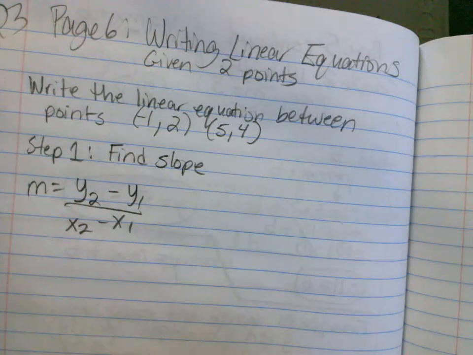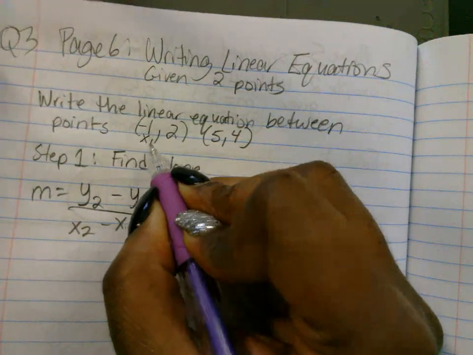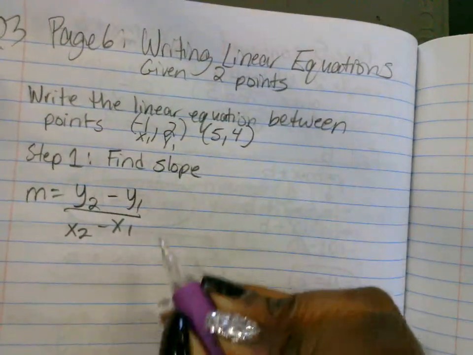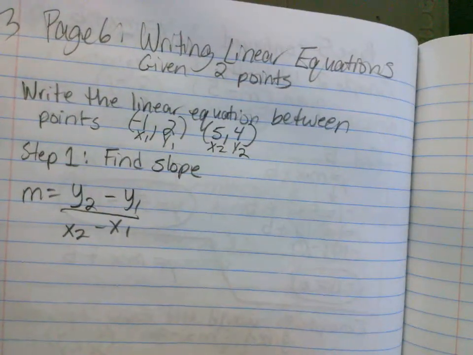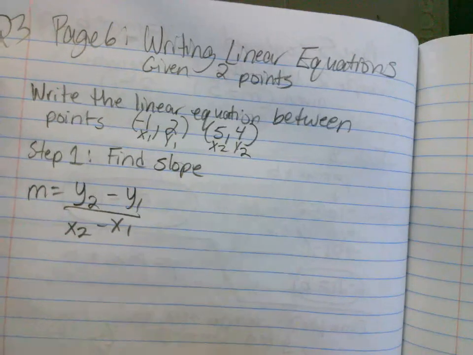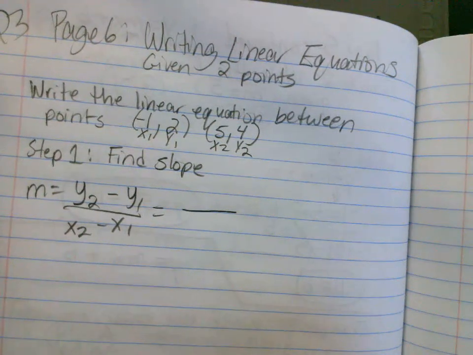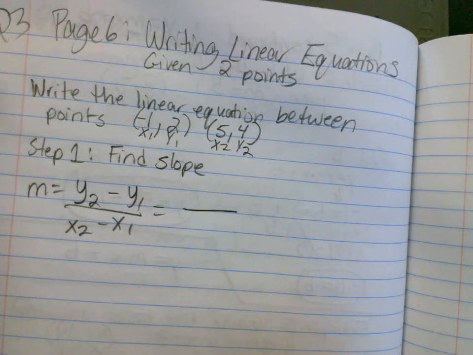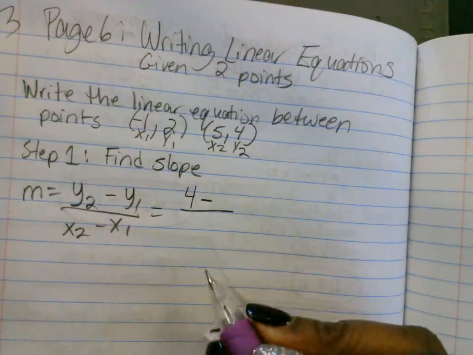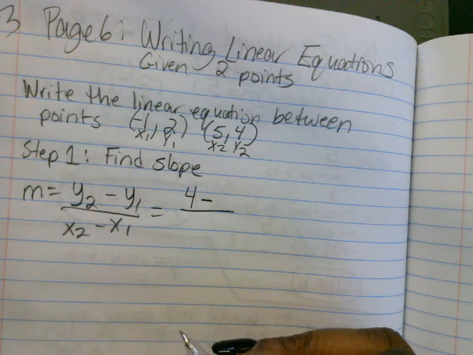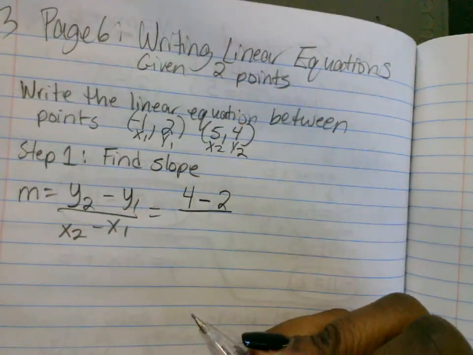So somebody already said, in order to find the slope, you have to label the points. This is X1, Y1, first point. X2, Y2, second point. Please label. Okay, Colton, what are we going to put on the top? We got Y2 minus Y1. So which one of those numbers is Y2? 4. Minus is a part of the formula. Which one of those numbers is Y1? 2. So 4 minus 2 on the top.